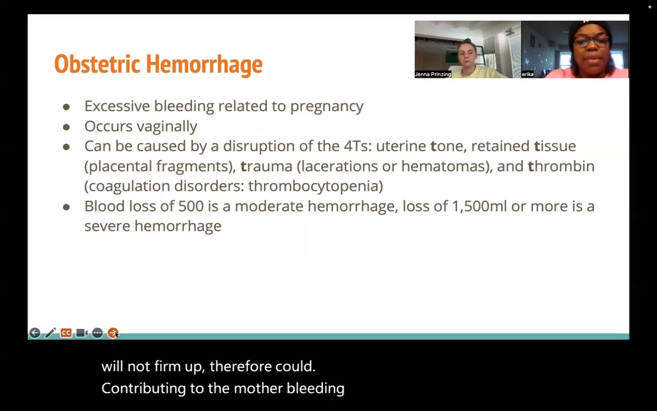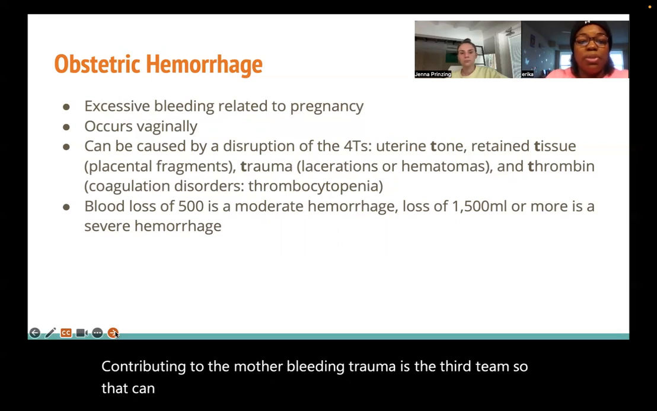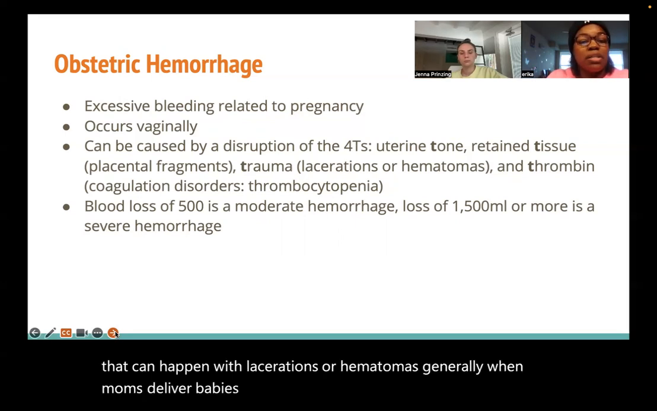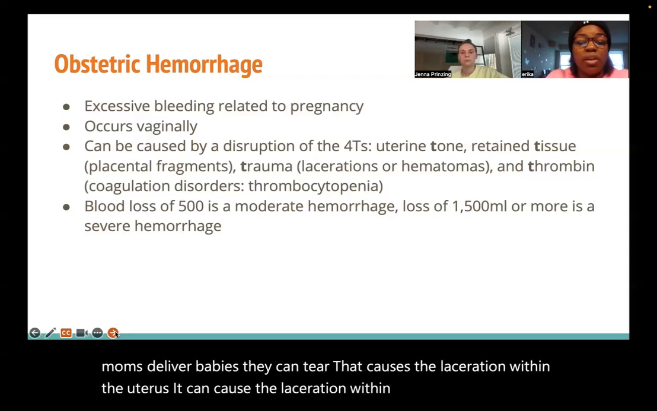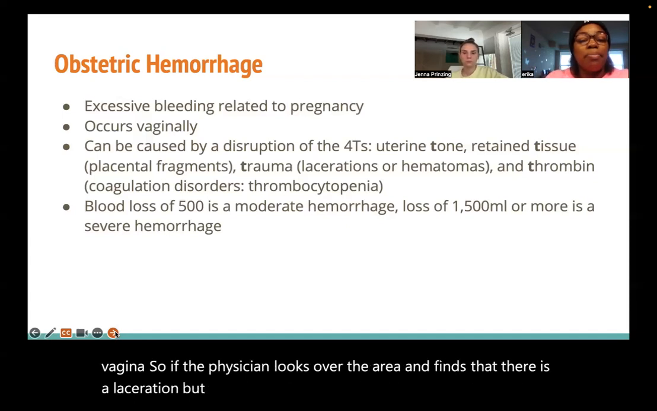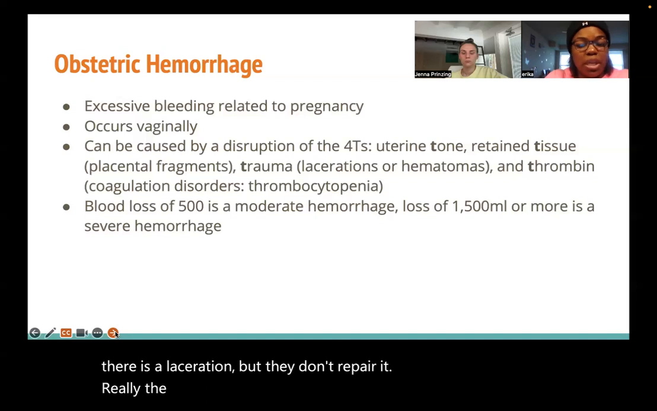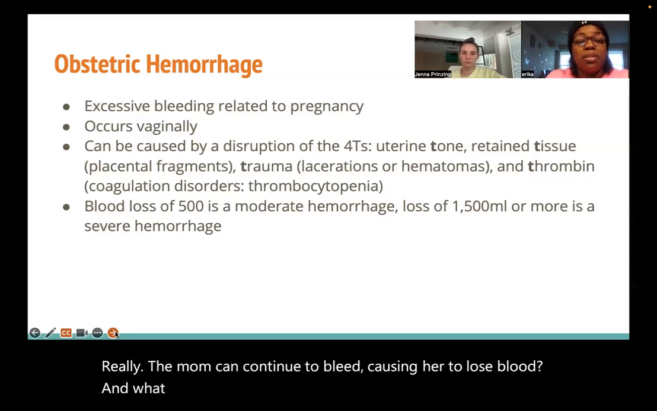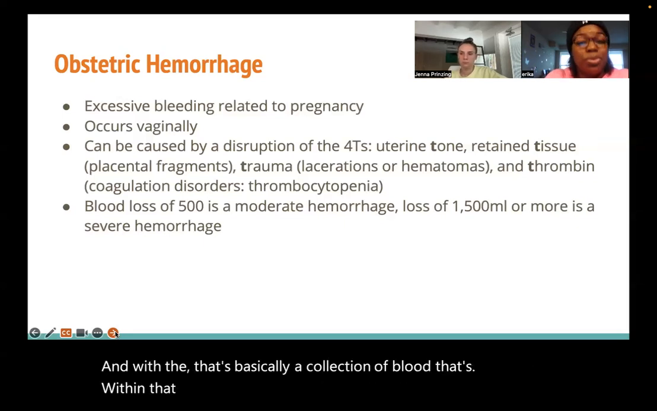Trauma is the third T. So that can happen with lacerations or hematomas. Generally, when moms deliver babies, they can tear. That causes a laceration within the uterus. It can cause a laceration within the cervix or the vagina. So if the physician looks over the area and finds that there is a laceration, but they don't repair it accurately, the mom can continue to bleed, causing her to lose blood. And a hematoma is basically a collection of blood that can actually cause mom to lose blood internally.